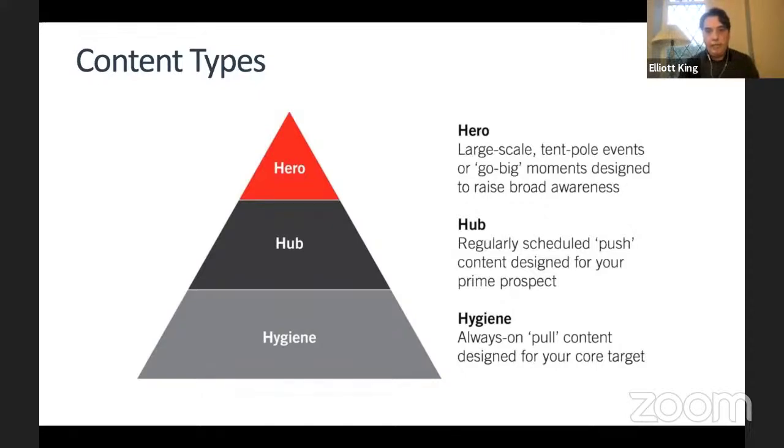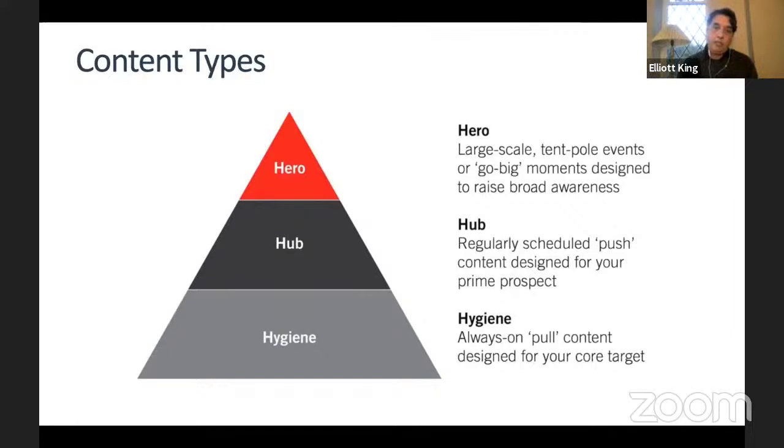Hub content is the sort of regular push content. It's the episodic content that we create to maintain touch points with our audiences. And probably the best way to think about hub content is the blog content. So blogs are a really good example of what hub content is all about.